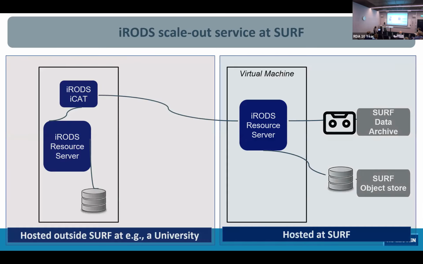The second is what we call the iRODS scale-out service. So here you can see that the colors are not showing well, but there's a left and a right block. And the right block is the storage side of things, so to say, and they are hosted at SURF. So we have a resource server and the 2 storage resources that I mentioned earlier. All the other components of iRODS, they are hosted outside of SURF. So for example, at a university or a research institution.